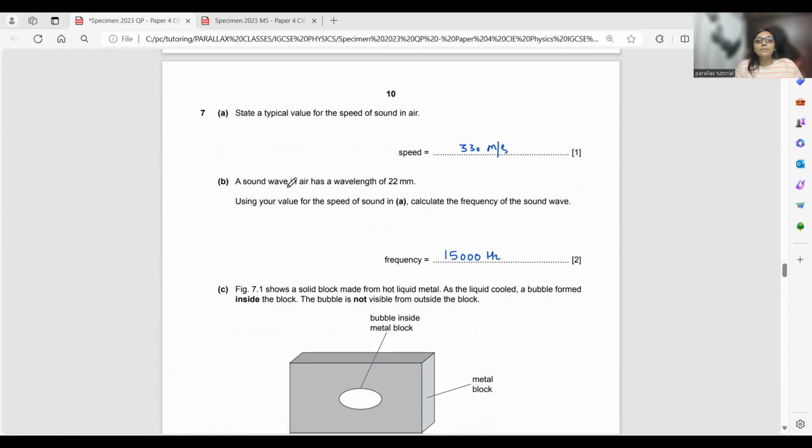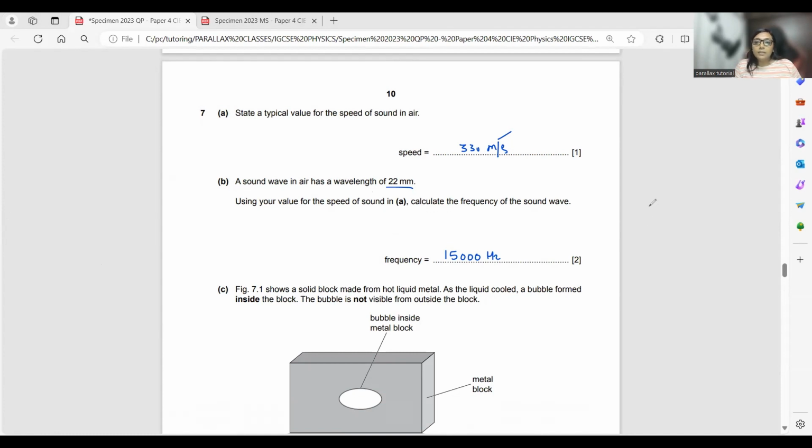Okay. A sound wave in air has wavelength of 22 millimeters. Using your value of the speed of sound in air, calculate the frequency. I have written down the answer so that we can match it when we do the question over here in this class. So sound wave's wavelength is given. Now I'm going to use the formula, but I'll tell you an idea of remembering the formula as well. Okay, maybe that will help you. So let's first use the formula.